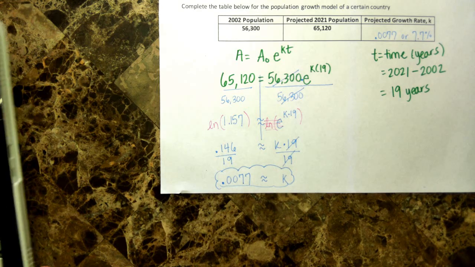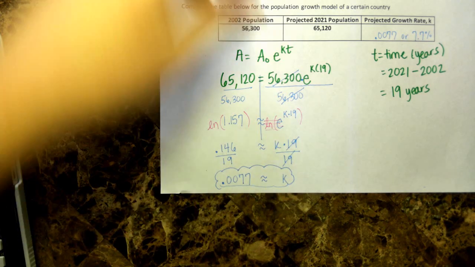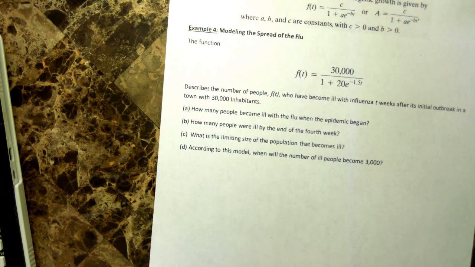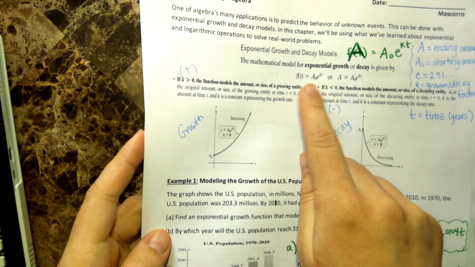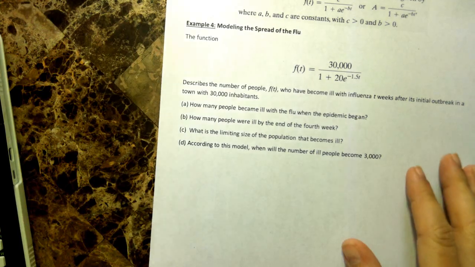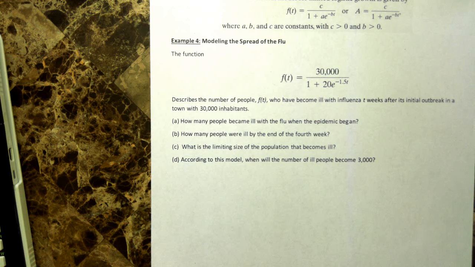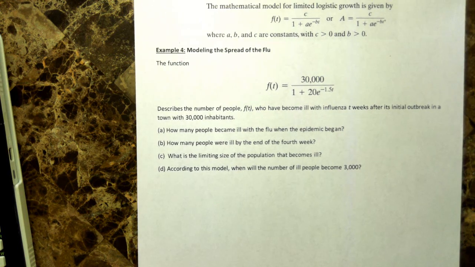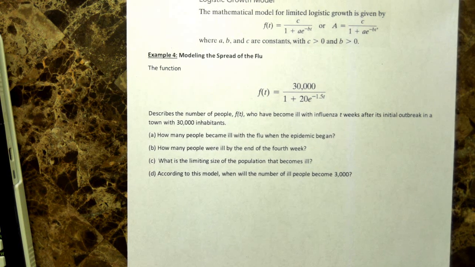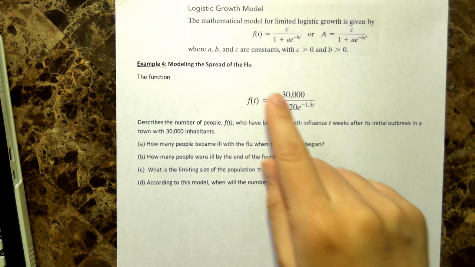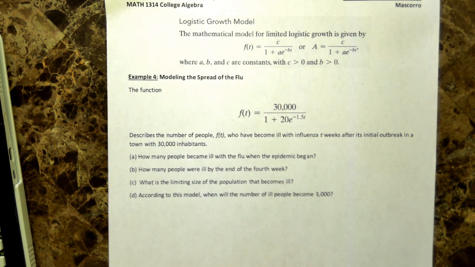Okay. Alright, we're going to go ahead and do one more example. So we just did a couple examples of exponential growth and decay using the exponential model. And then the last example, example number 4, we are going to be modeling the spread of flu with something called a logistic growth model.